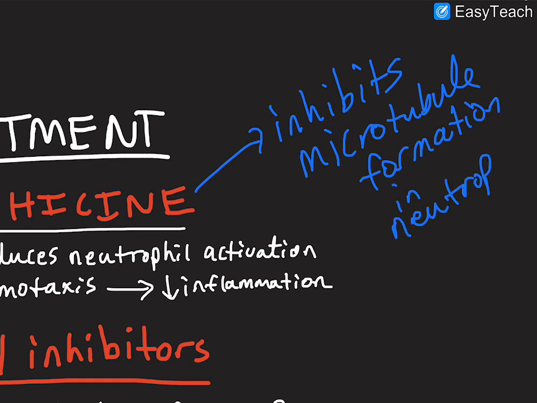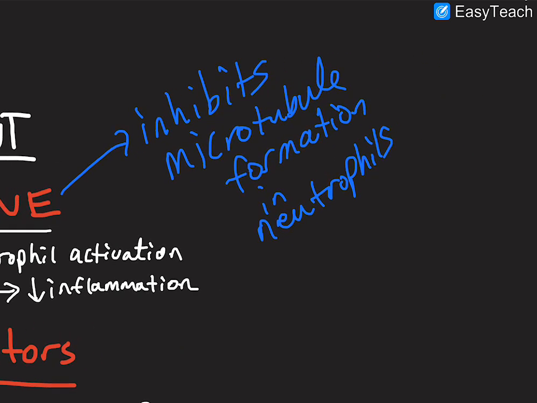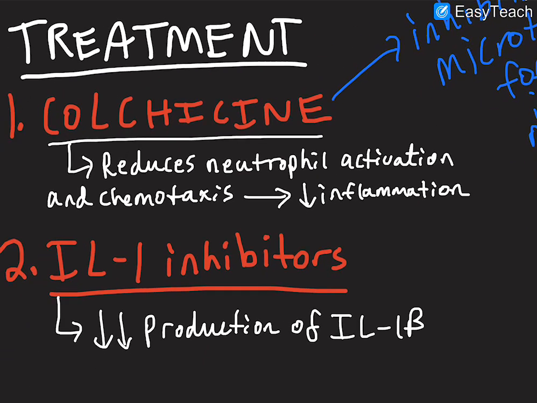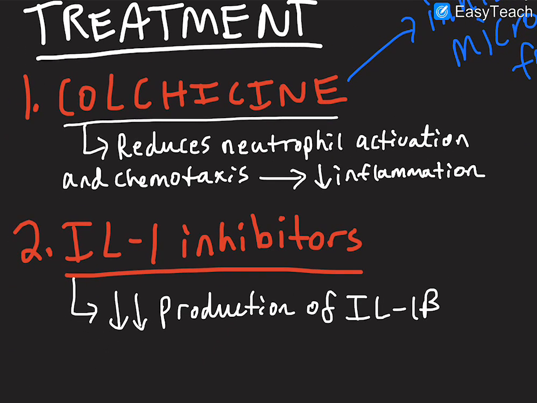So if your neutrophils can't really polymerize microtubules, then that's not going to activate your neutrophils, right? Because microtubules are important for cell function. So if your neutrophils can't form microtubules, can't polymerize them, then of course that's going to prevent neutrophil activation. Okay, so that's the thought behind colchicine's mechanism of action. So if you give that, that's obviously going to help because you reduce the activation of neutrophils, therefore reducing the attacks on your serosal membranes.